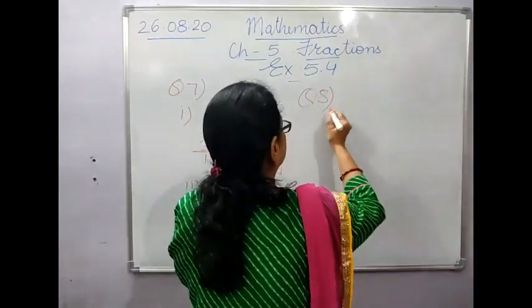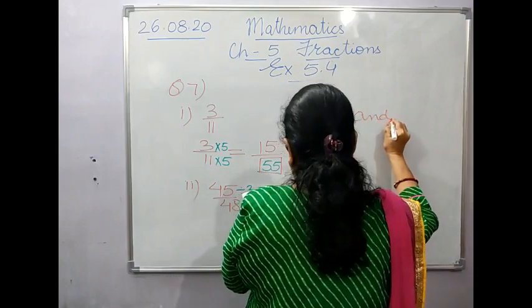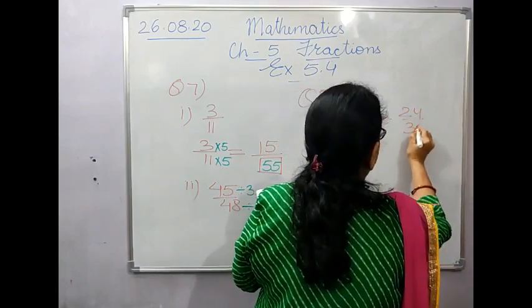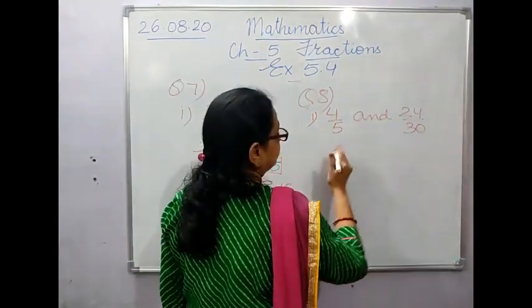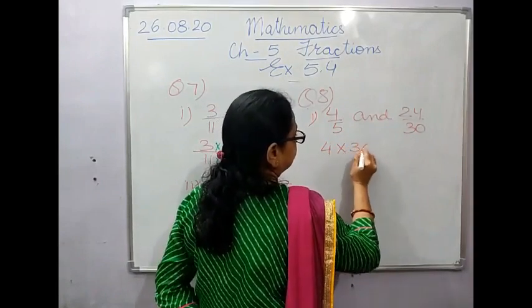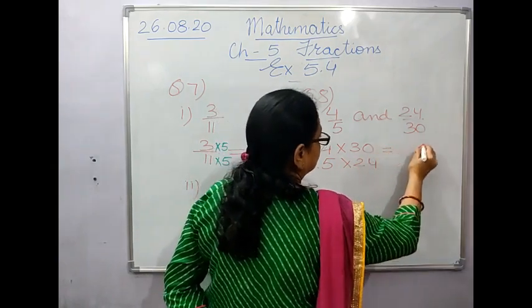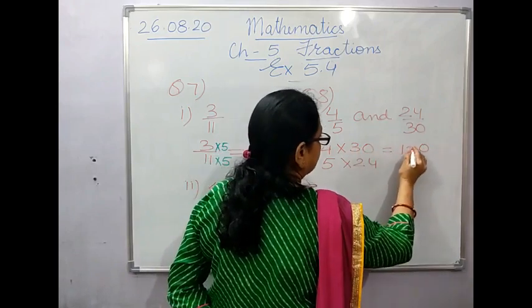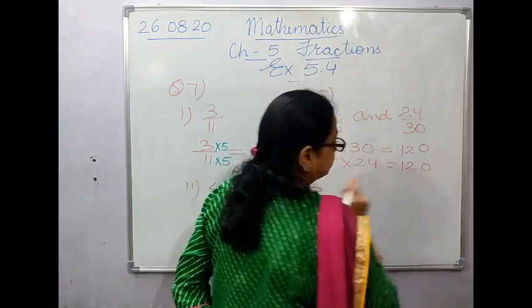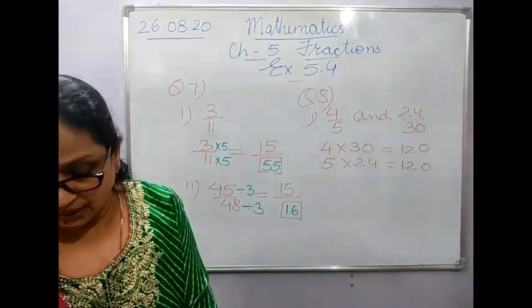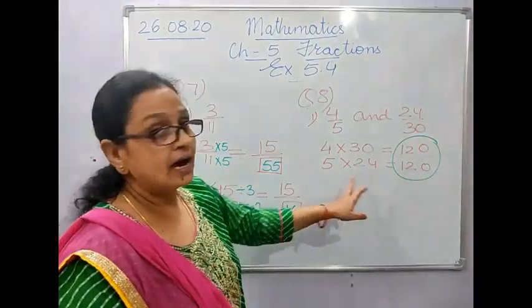Question number 1, it is 4 upon 5 and 24 upon 30. How do you have to do it? Cross multiply. 4 multiplied by 30 and 5 multiplied by 24. So it is 4 zeros are 0, 4 threes are 12. It is 5 fours are 20, 2 carry, 5 twos are 10 and 1 is 12. See children, here the cross products are same.